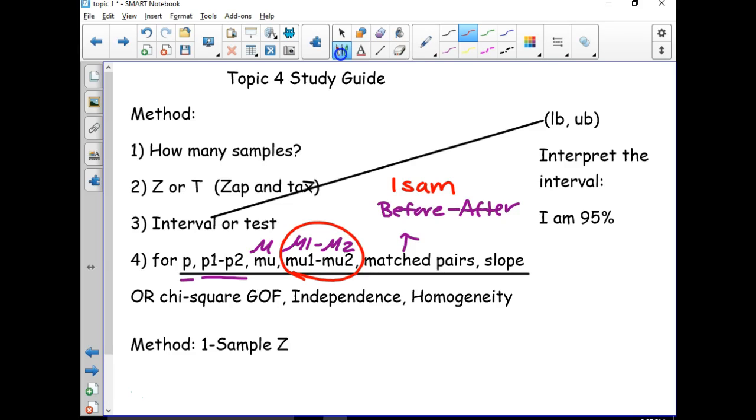Question? Okay, and then the last one is the slope. The last thing we did, slope theta. All right, and then the other things that we have would be our goodness of fit, independence, and homogeneity. And I'll talk all about that here in a second. So let's quick go through our conditions.